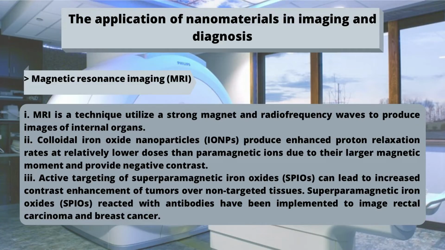MRI is a technique that utilizes a strong magnet and radio frequency waves to produce images of internal organs. Nanomaterial was used as a contrast agent, which is injected into the body. The contrast agent helps surgeons detect tumors more precisely, as the images produced are clearer and of better quality compared to MRI images without contrast.